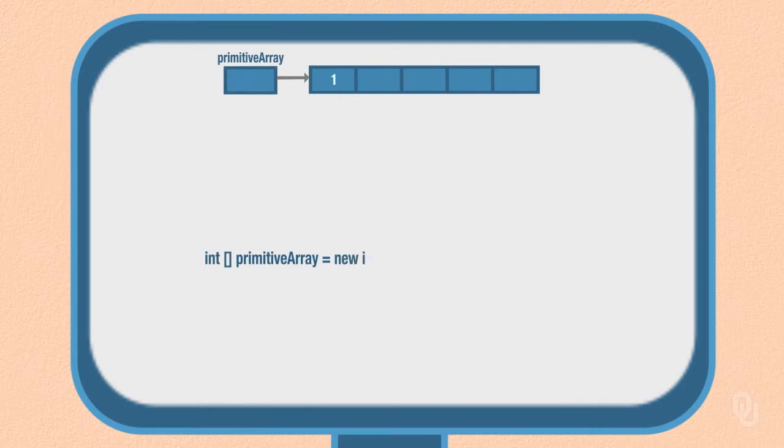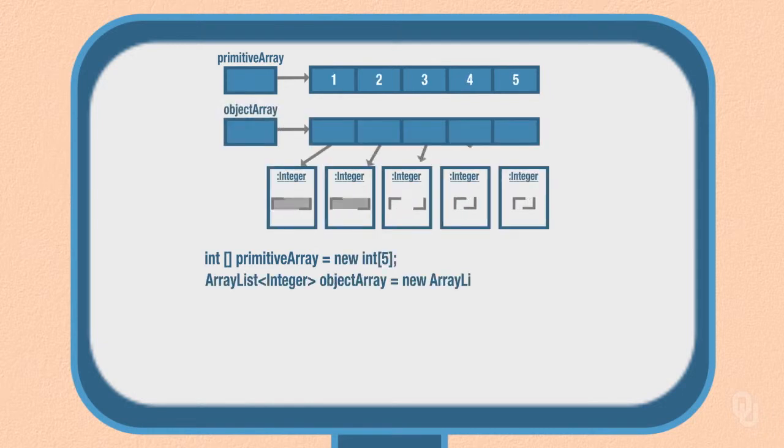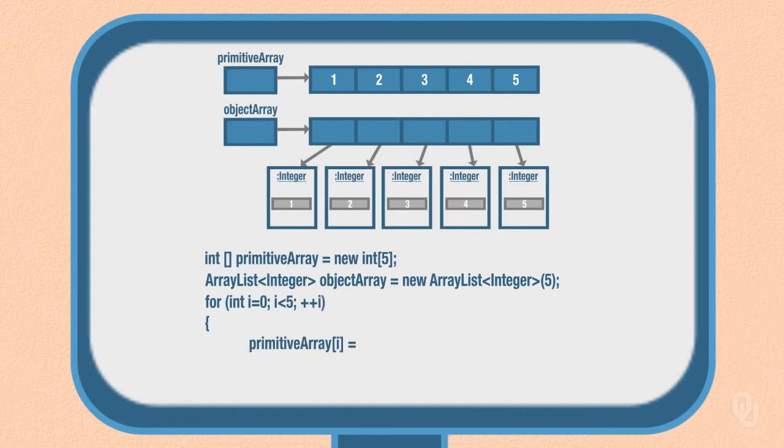Even if the class itself took no additional memory, the ArrayList is storing an array of references to Integer objects. Compare the memory use of the primitive array to the ArrayList of Integer object array in the memory diagram. In square brackets: primitiveArray equals new int of 5; objectArray equals new ArrayList of Integer of 5. For int i equals 0, i less than 5, plus plus i, primitiveArray of i equals i, objectArray add i. This is actually adding an Integer object to the object array.